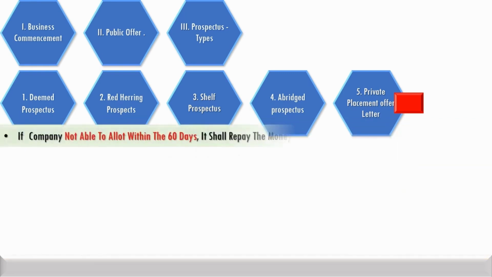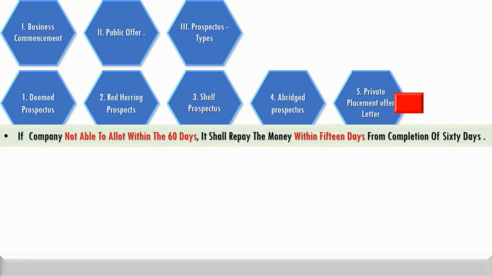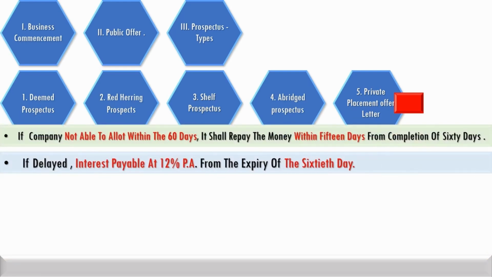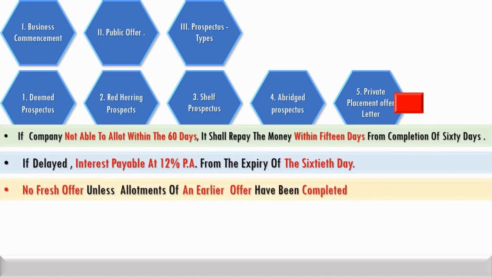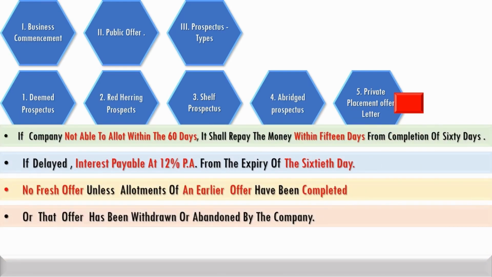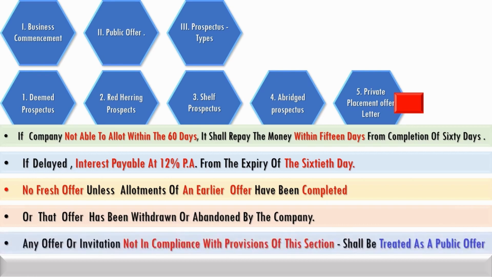If the company is not able to allot within 60 days, it shall repay the money within the next 15 days, and any delay shall attract 12% per annum interest from the expiry of the 60th day. No fresh offer is allowed unless allotments of an earlier offer have been completed. Any offer not in compliance with the provisions of section 42 shall be treated as a public offer for all purposes.